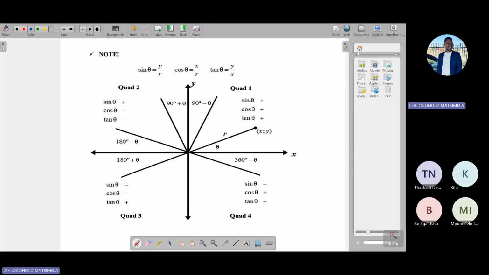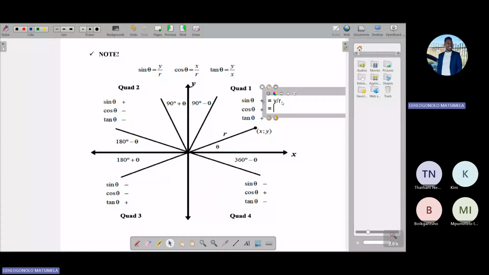In quad number one, sine is positive, tan is positive, cos is positive. What do they mean? It means the values of them are positive. How so? When we figure out what sine, cos and tan are, we know that sine is equal to y over r. And remember, in the first quadrant, y is positive, and r is also positive.